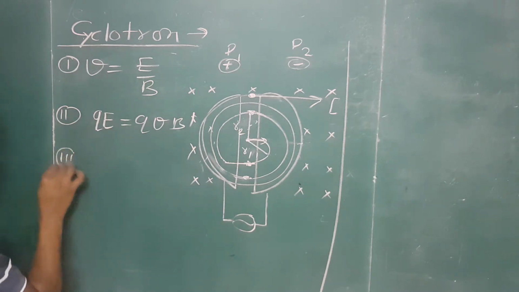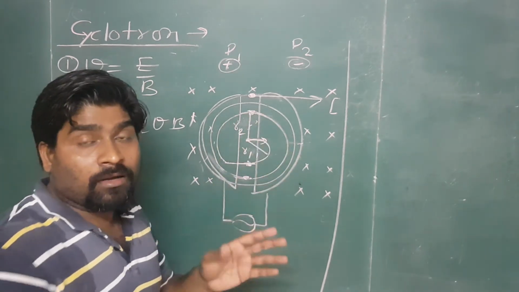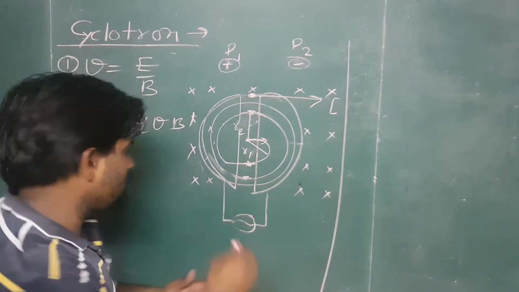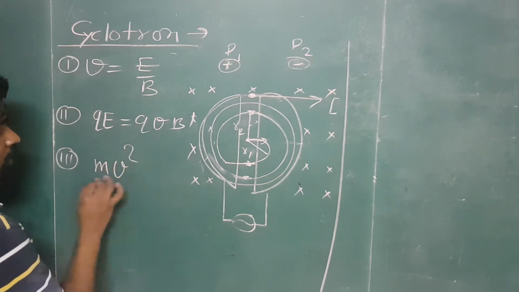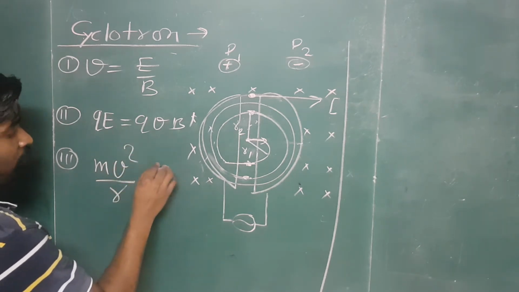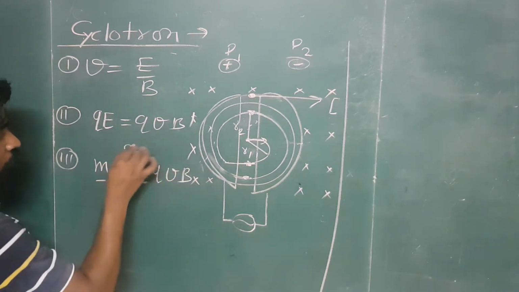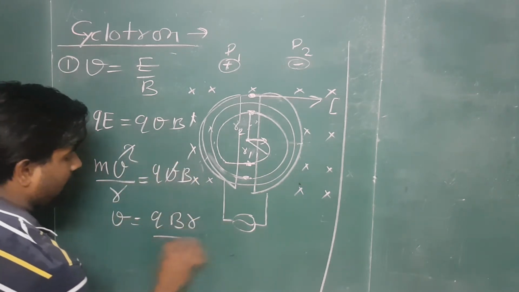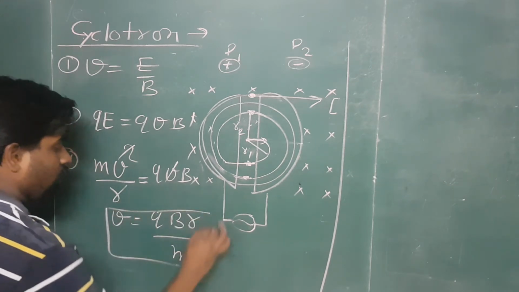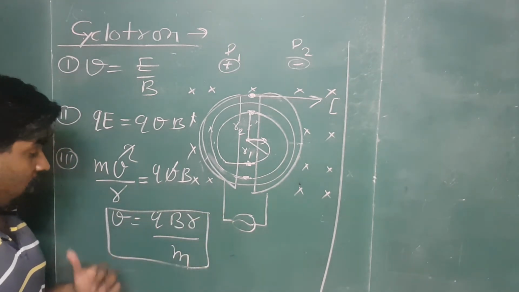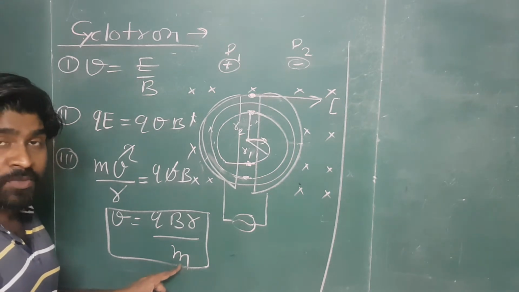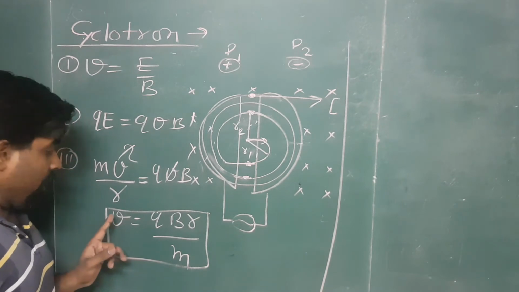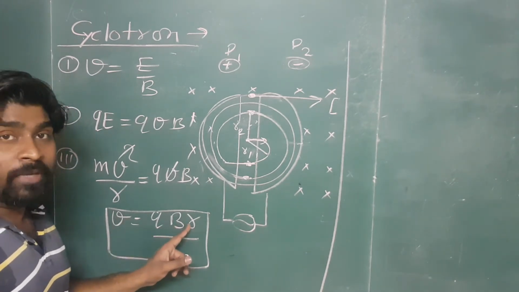We also know the magnetic force acts towards the center. So what does that mean? The centripetal force will be equal to the magnetic force. The centripetal force is mv square by r, and the magnetic force is qvB. So one v will cancel, and you get v is equal to qBr by m. So this is the velocity of the charged particle. See, if the mass of the charged particle is less, then the velocity will be maximum, and if the velocity is maximum, then the radius will also be maximum.